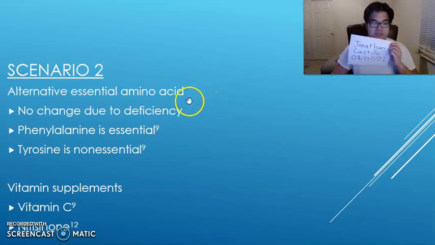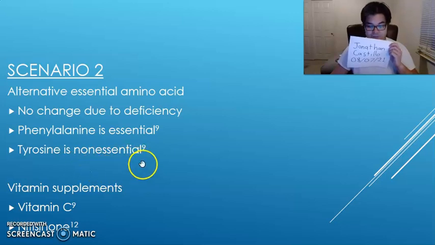In homogentisate oxidase deficiency, there is no amino acid that becomes essential, but phenylalanine is already an essential amino acid converted into tyrosine. In this case, tyrosine is a non-essential amino acid, which can be synthesized by humans without having to obtain it through diet. It should be noted that tyrosine can also be consumed in the diet, but it is primarily synthesized from the essential amino acid phenylalanine. So long as there's phenylalanine available, tyrosine metabolism can occur.